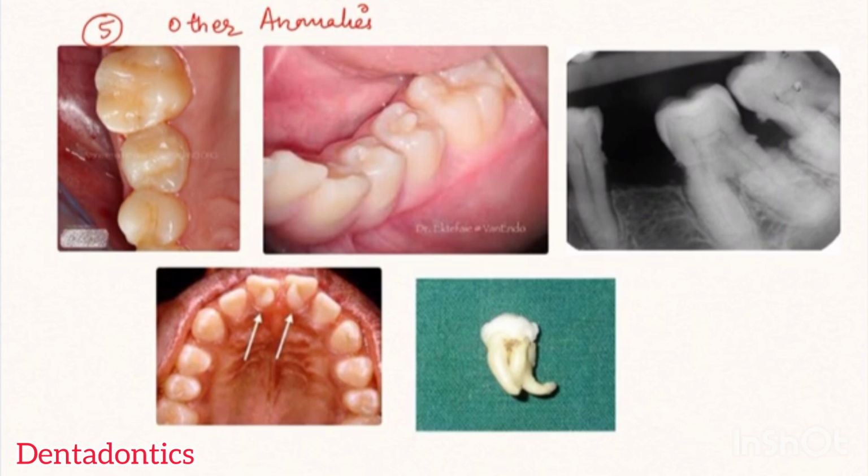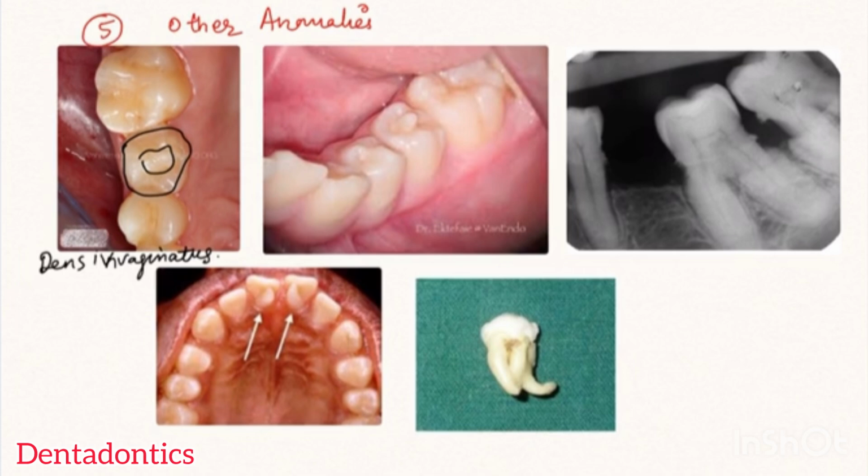Coming to the other anomalies, first is dens invaginatus. This is dens invaginatus, in which there is invagination of the Hertwig epithelial root sheath, and there is a formation of a tooth inside a tooth. So this is most common in lateral incisors. It can be of two types, coronal and radicular. Here the appearance is a tooth within a tooth.